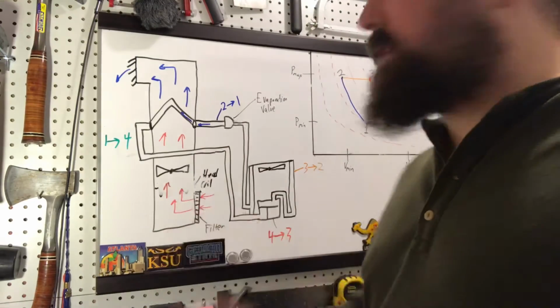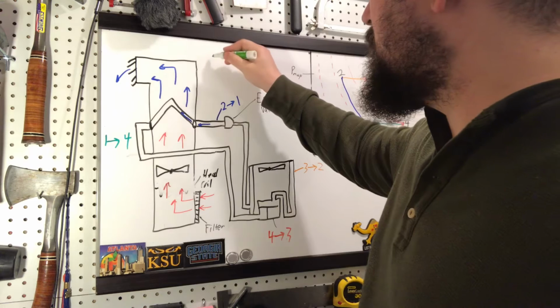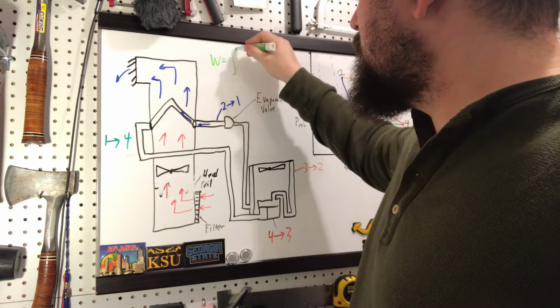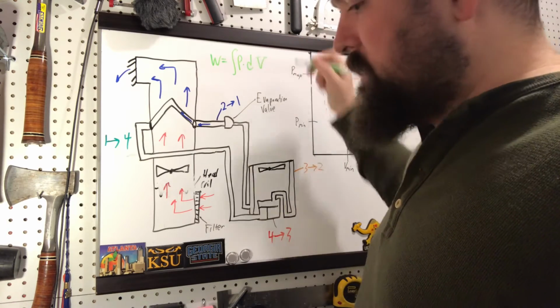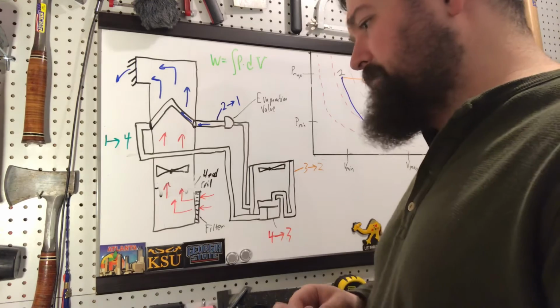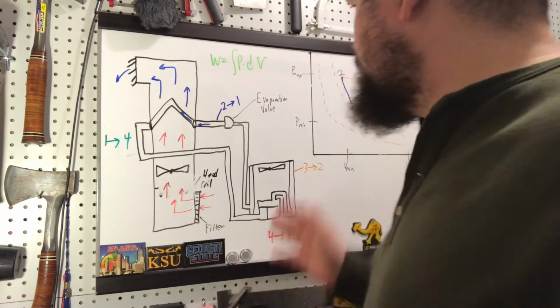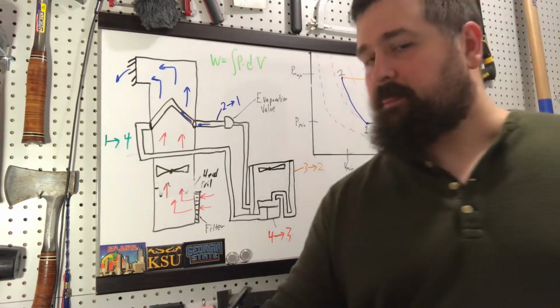And before I get too far, I want to remember what work is. So work is equal to the integral of pressure times the change in volume. So that's what work is equal to. But I mean, it can also be change in pressure or whatever. But that's what it is. So keep that in mind while we go through a lot of this here.